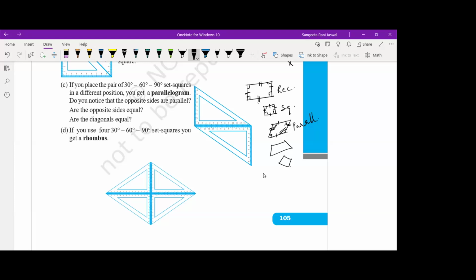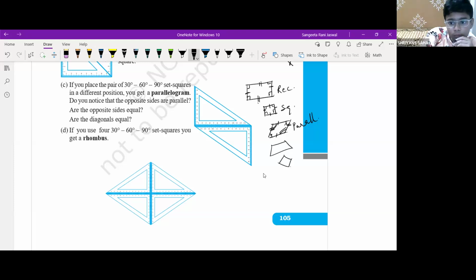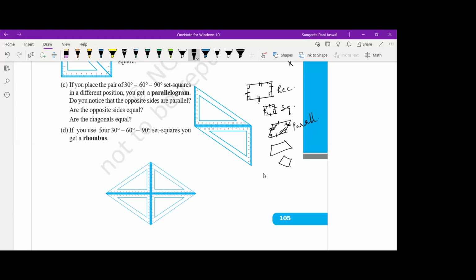In a rectangle, the diagonals are equal. In a square, the diagonals are equal and they are also perpendicular bisectors. But in a parallelogram, the diagonals are not equal. They are bisectors, but they are not equal. Now, if you see about trapezium, this is a trapezium figure. In a trapezium, only one set of opposite sides are parallel, just parallel, not equal. They are only parallel. And the other pair is non-parallel. Right?